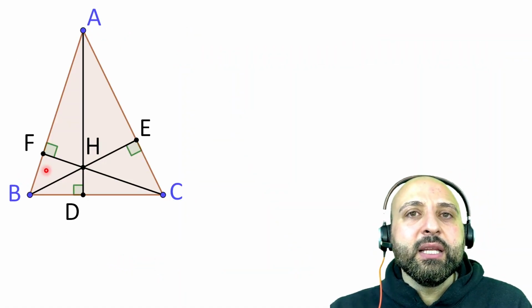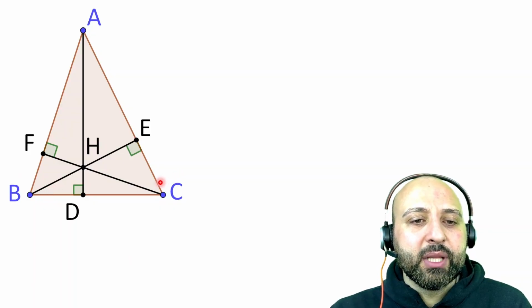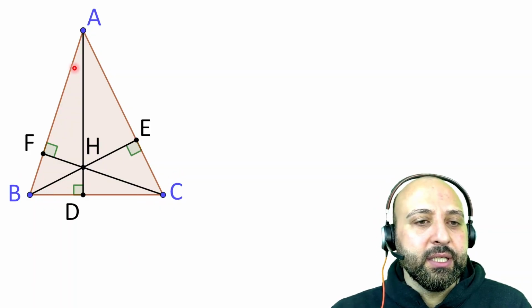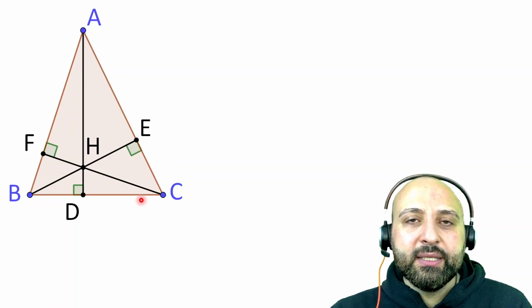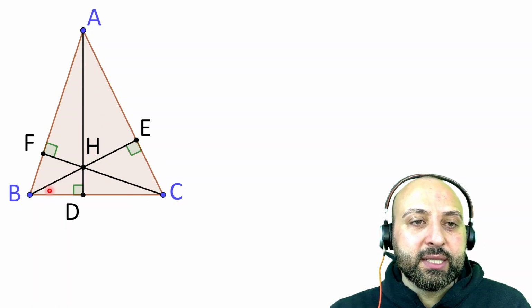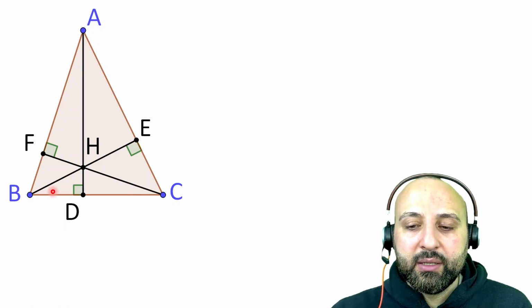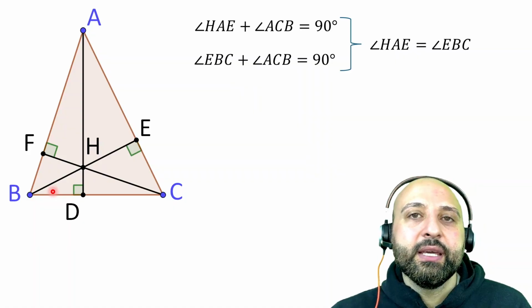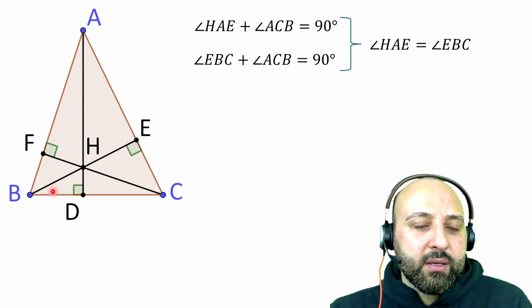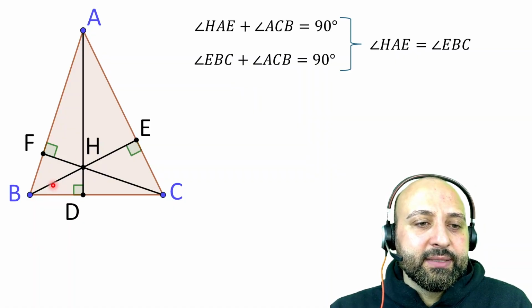We have this triangle. We know that this angle plus C is equal to 90 degrees, and this angle plus C is equal to 90 degrees. Therefore, this angle and this angle are equal. This is what I have written here. Okay, so this angle is equal to this angle.